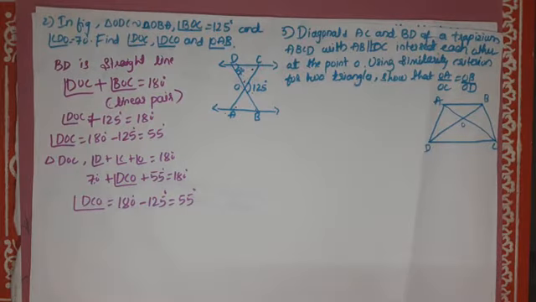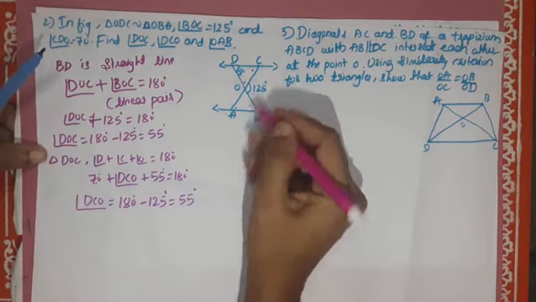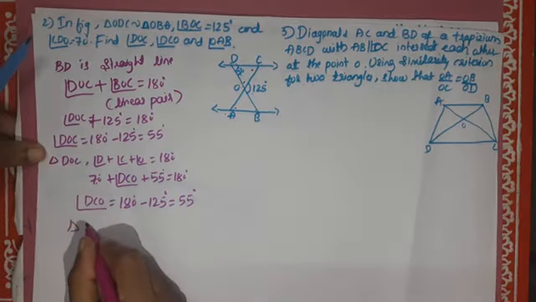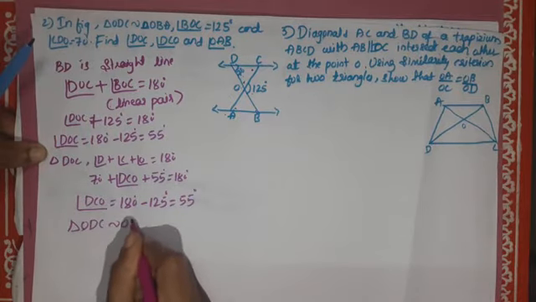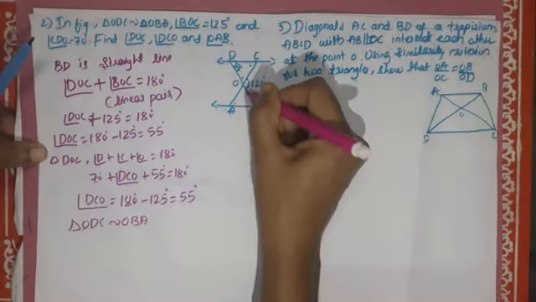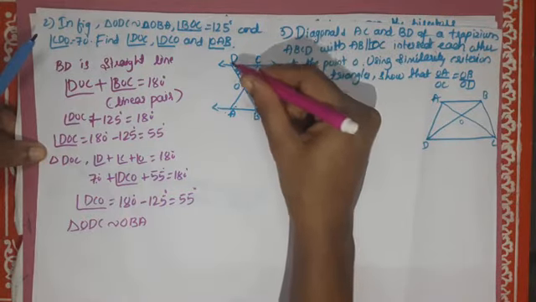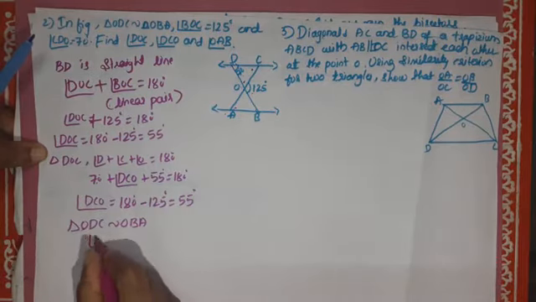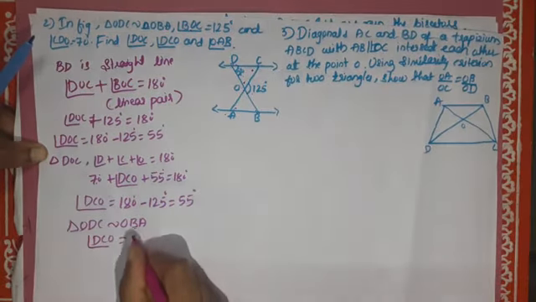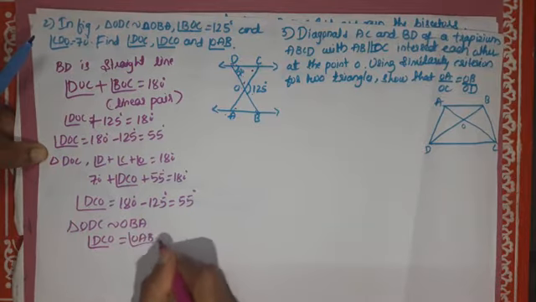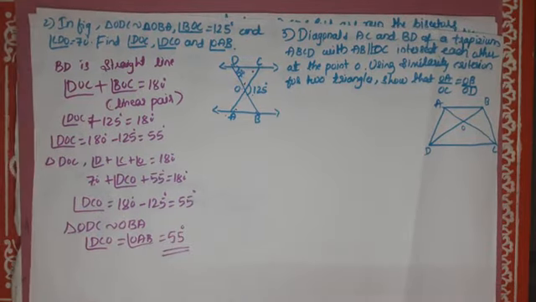Now we need to find out this angle. We know these two triangles are similar. The triangle they have given, triangle DOC, is similar to triangle OBA. If these two are similar, then angle C equals angle A. Angle C means angle DCO equals angle OAB. So this equals 55 degrees. So this is the solution.